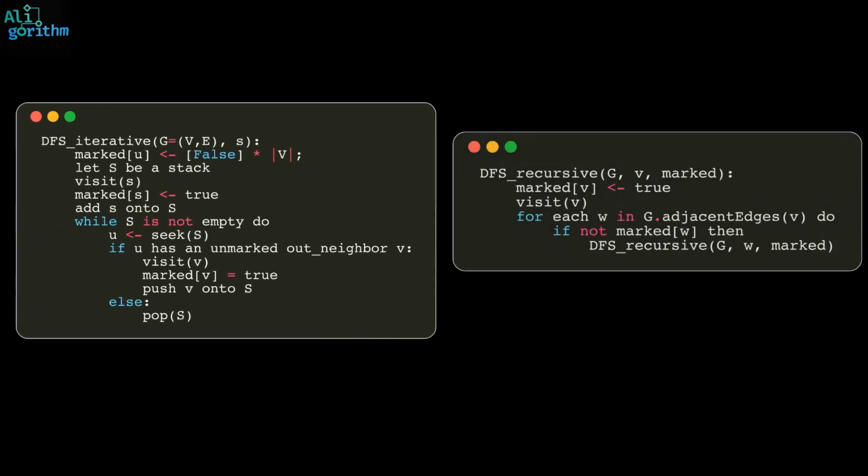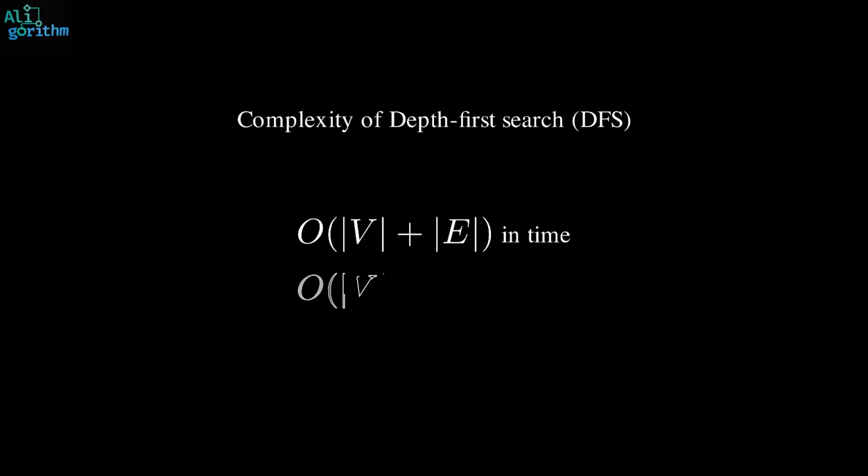Also, an easier recursive version is known as follow. Simply visit a vertex V and then recursively call the DFS on each of its unvisited neighbors. Both of these two implementations have the same time and space complexity. That's big O of V plus E in time and big O of V in space complexity, where the size of V is the number of vertices and the size of the set of E is the number of edges or arc in the case of directed graphs.